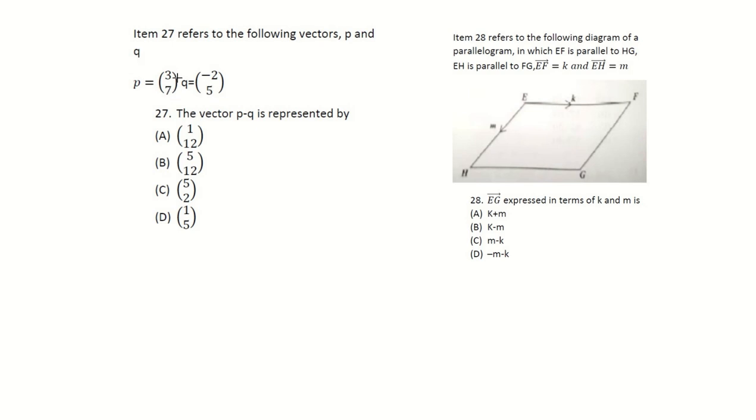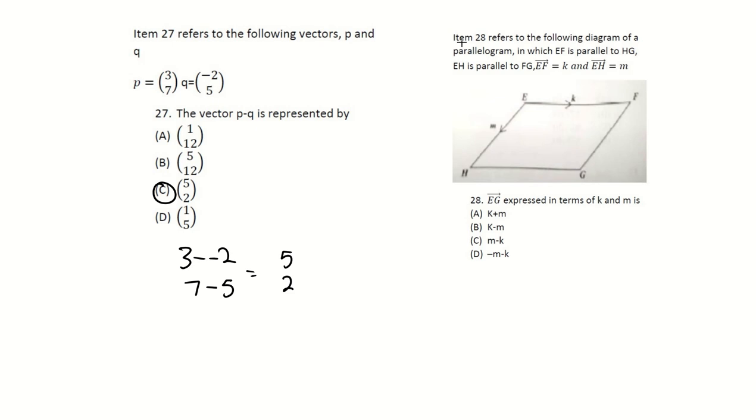It would have been 5 on top. You know what? Let's just do it. That's 3 minus minus 2 and 7 minus 5. 3 minus minus 2 is 3 plus 2, which is 5. 7 minus 5 is 2, so it'll be 5, 2, so the answer is C.